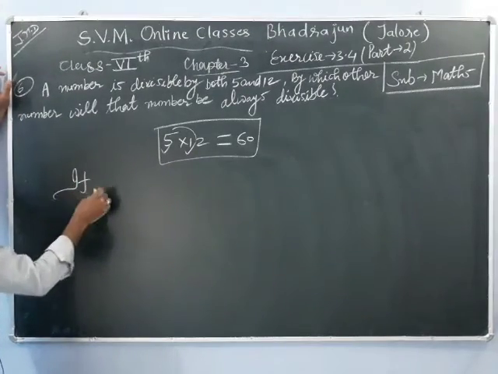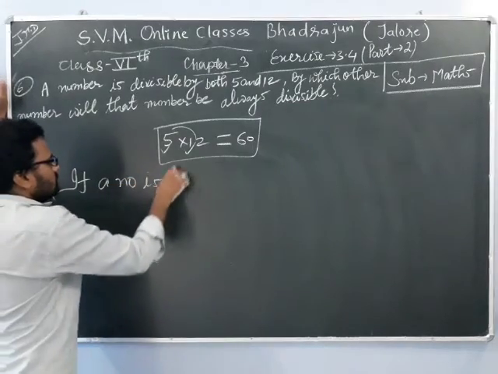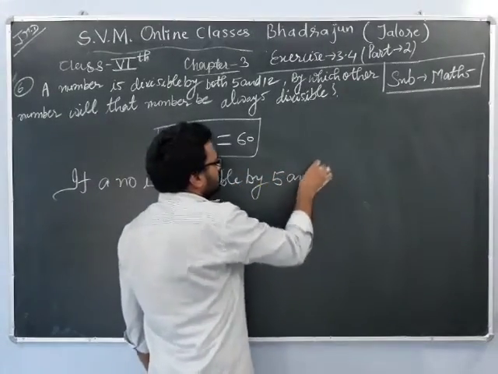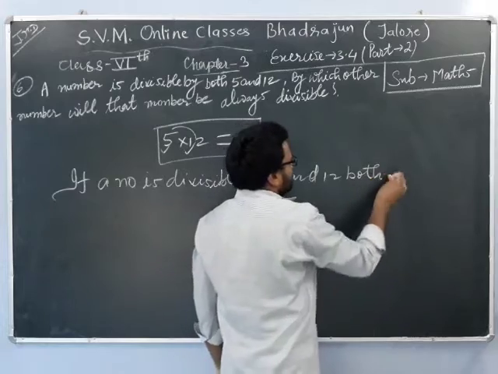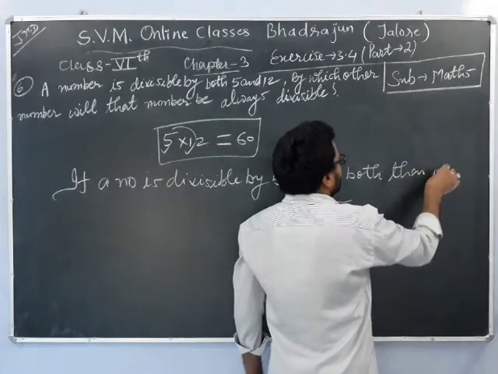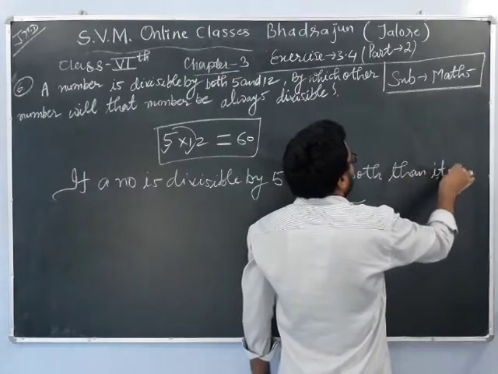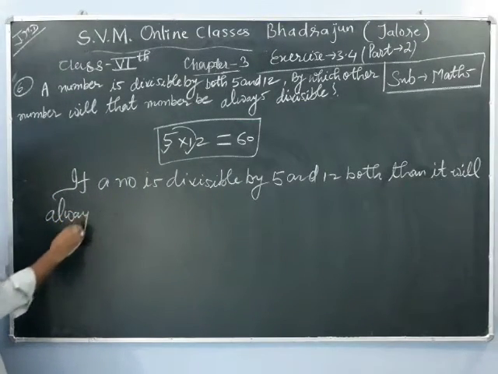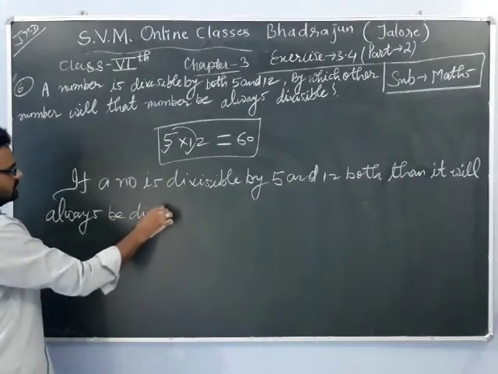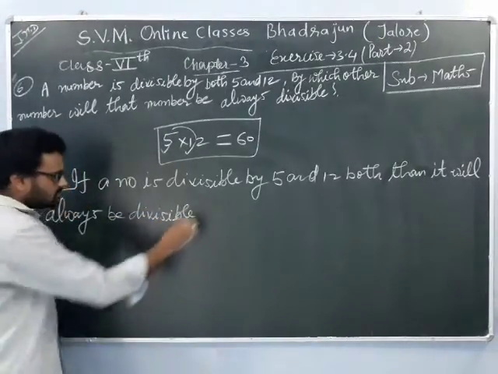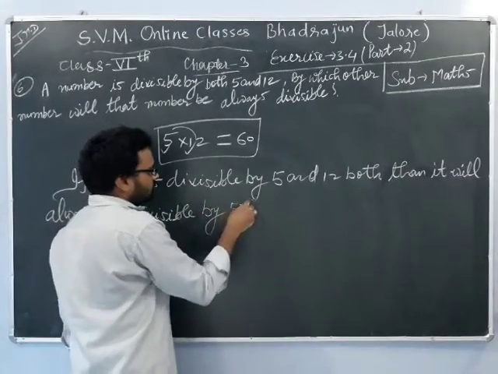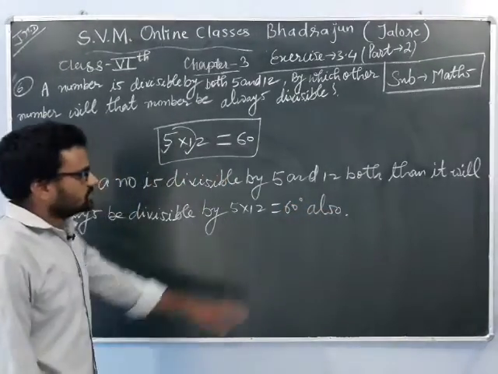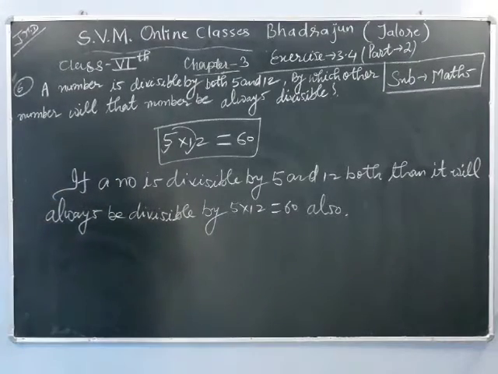So our answer is, if a number is divisible by 5 and 12 both, then it will always be divisible by 5 multiplied by 12, which means 60 also. The number will surely be divisible by 60 as well. I hope you got it.